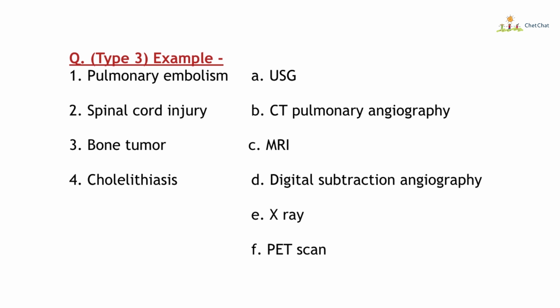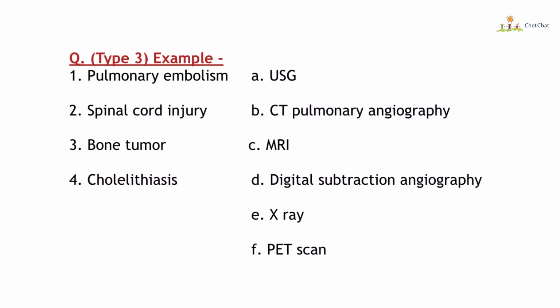You have 4 pathologies, 4 diseases. So you have pulmonary embolism, spinal cord injury, bone tumor, cholelithiasis, and they will ask you, say, what is the modality for diagnosing these conditions? So there are 6 options. You have to pick the right one for each of them. So there's an extra option around. There may not be a match. So they may have 4, they may have 6, they may have 8.